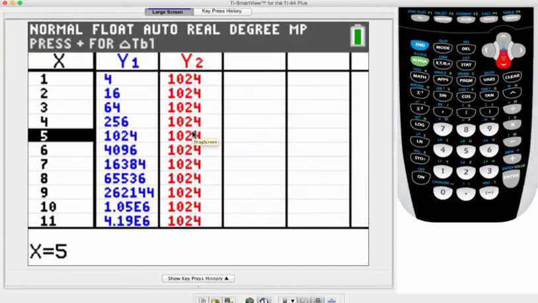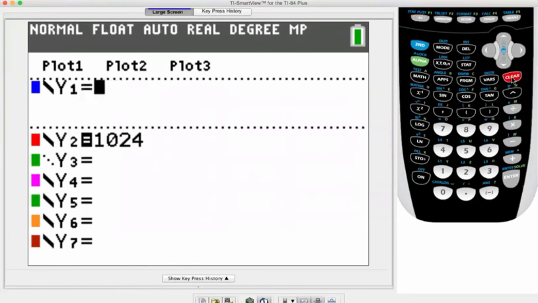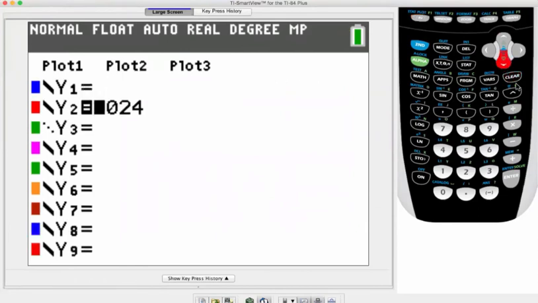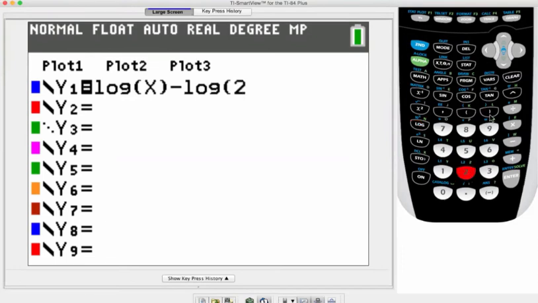So, okay. We have that. Let's do the next part. Let's clear these out. Now this next one is going to be an inequality. So what I want to do is I want to figure out when the common logarithm of x minus the common logarithm of 2 is less than or equal to the common logarithm of 75.